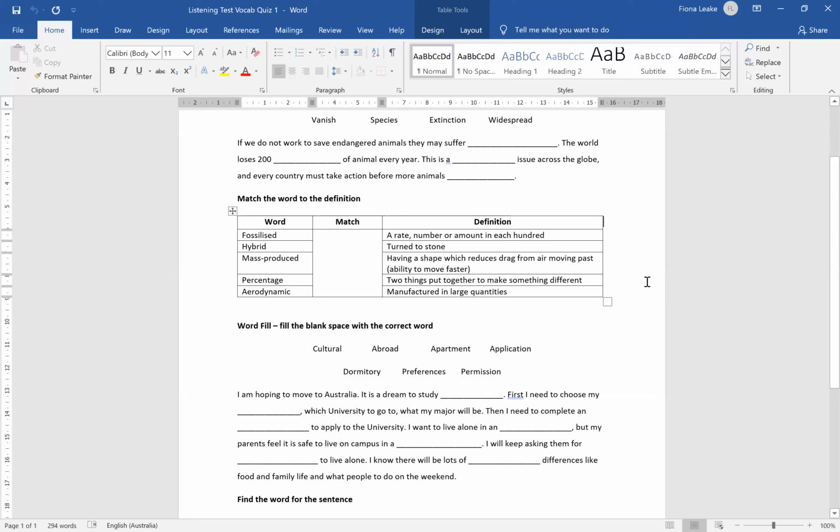The definitions are a rate, number or amount in each 100, turned to stone, having a shape which reduces drag from air moving past, or the ability to move faster. Two things put together to make something different, manufactured in large quantities. Okay, so I want you to draw a line. Again, if you need to press pause on the video, that's absolutely fine, but I want you to draw a line and match up the word to the definition.